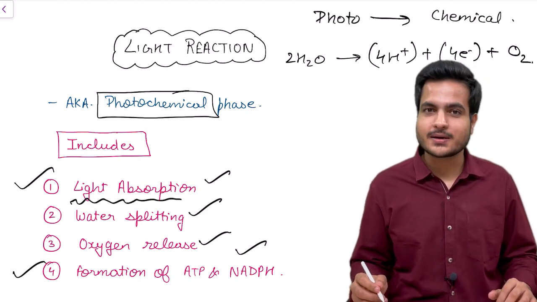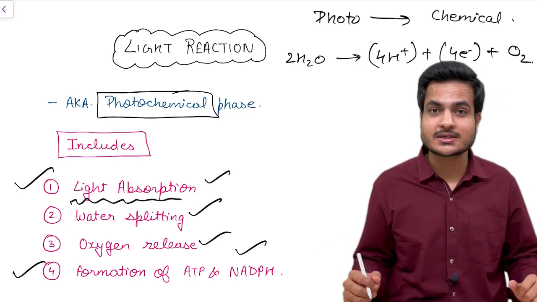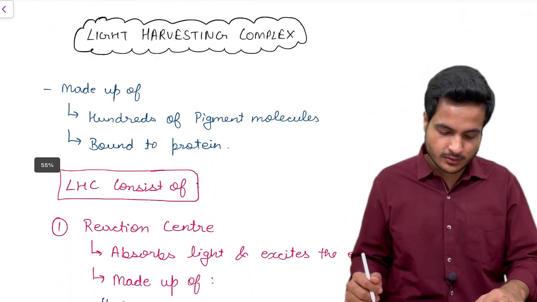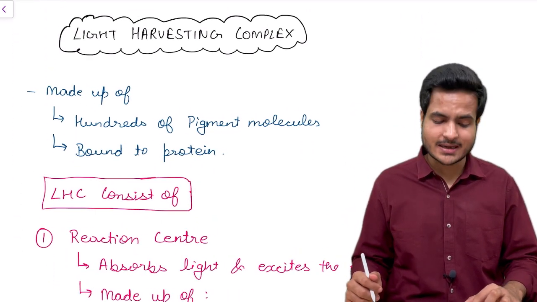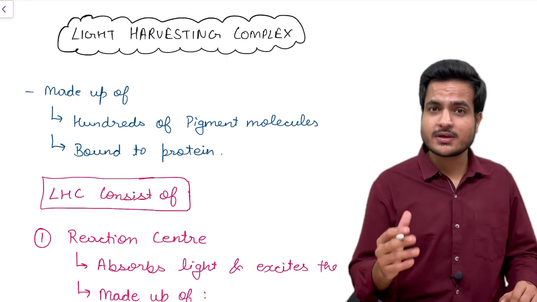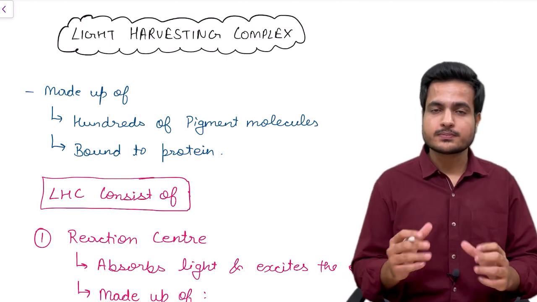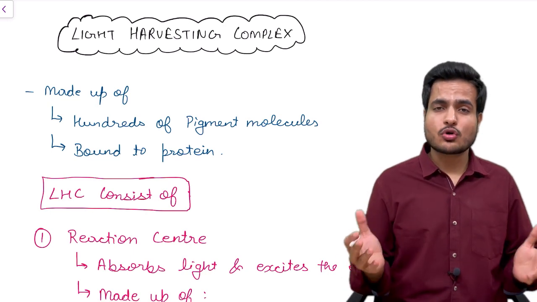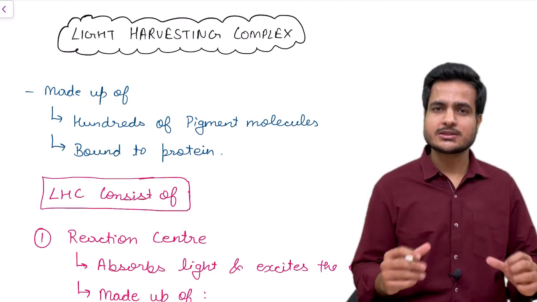How does plant actually trap the energy in sunlight? So for that we should know what we mean by light harvesting complex. Just like rainwater harvesting, where we are storing the water, here in light harvesting complex, we store the light energy.